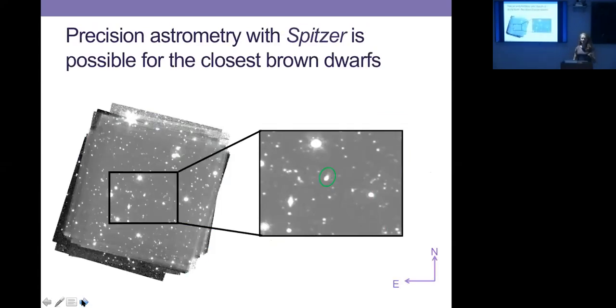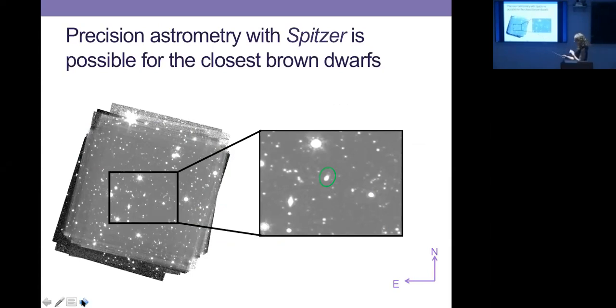Now, this is something that I think has been kind of surprising to people, which is that you can actually do precision astrometry with Spitzer. And I don't think that when they originally built Spitzer, they were thinking that this was something that would happen, but it is actually possible. And part of the reason this is possible is because these objects are so very close.